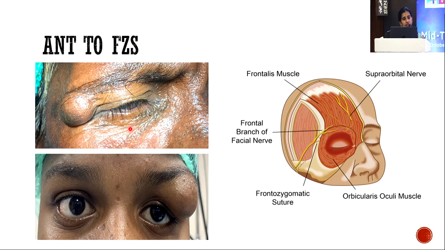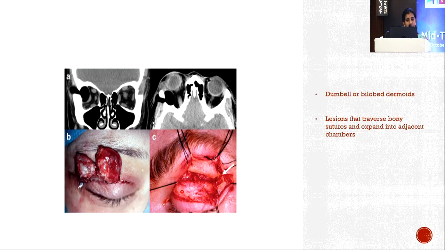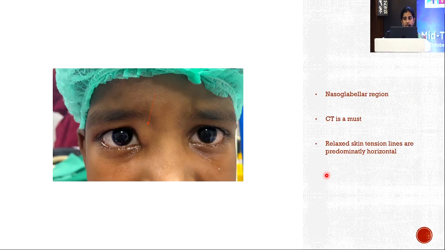So here we did an upper lid crease incision in this patient. This second patient has a recurrent lesion, where she has undergone surgery almost twice. Coming to another rare type of mass, this is a dumbbell or bilobed dermoid. These lesions traverse the bony sutures and expand into the adjacent chambers, and meticulous dissection is of utmost importance to prevent recurrence. And here, this is a medial lesion in the nasoglobular region.